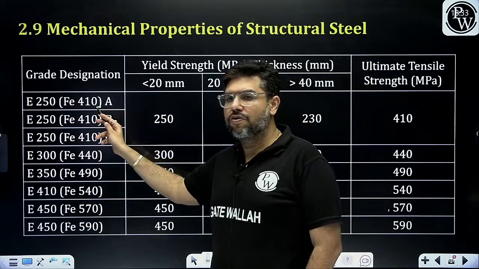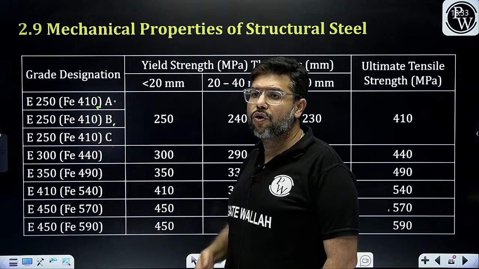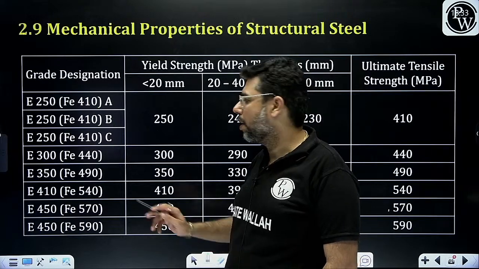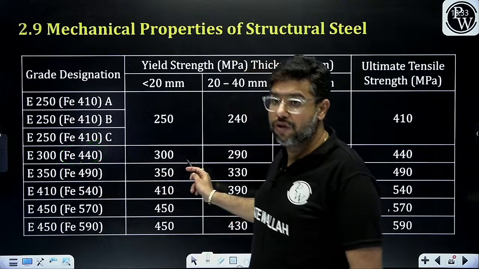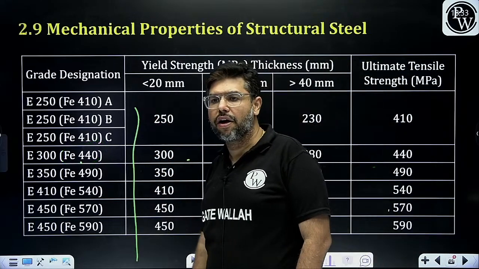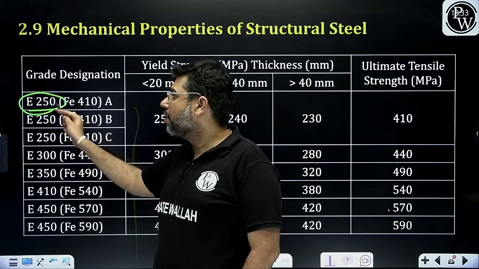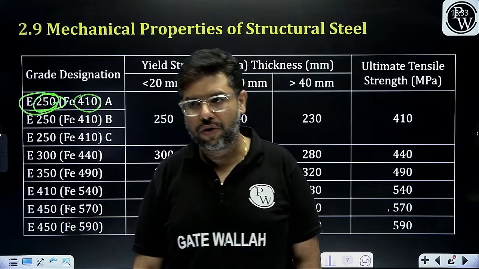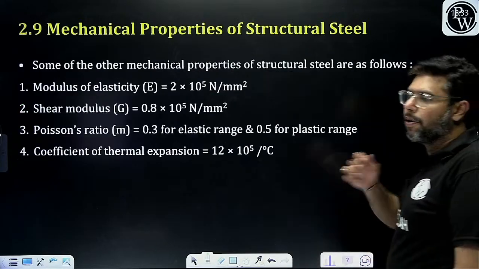For Fe 410, different grades of steel are used, A, B, C, based on their fatigue failure tendency. I am not going into detail, not required. For Fe 440, the yield strength is 330 and the ultimate strength is 440, and these are the various grades of steel generally used in design of steel structures. E250 signifies the yield strength and 410 signifies the ultimate strength of steel.